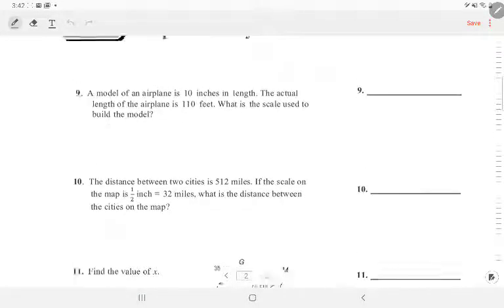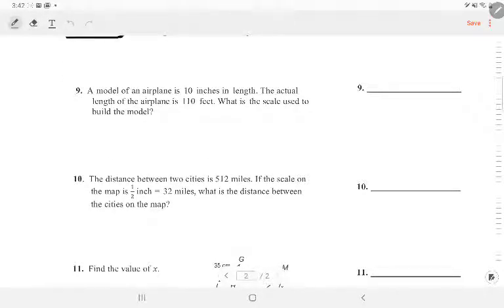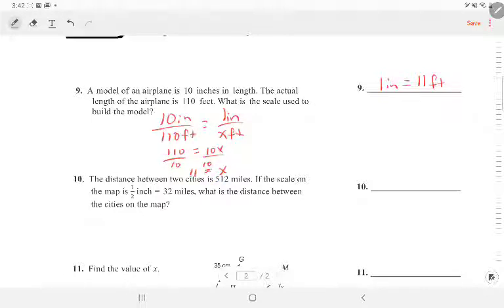All right, number 9. It says a model airplane is 10 inches in length. The actual length of the airplane is 110 feet. What is the scale used to build the model? Well, we have 10 inches over 110 feet. We make a proportion to 1 inch over x feet. We cross multiply, we get 110 equals 10x. Divide both sides by 10, and x equals 11. So it would be 1 inch equals 11 feet.